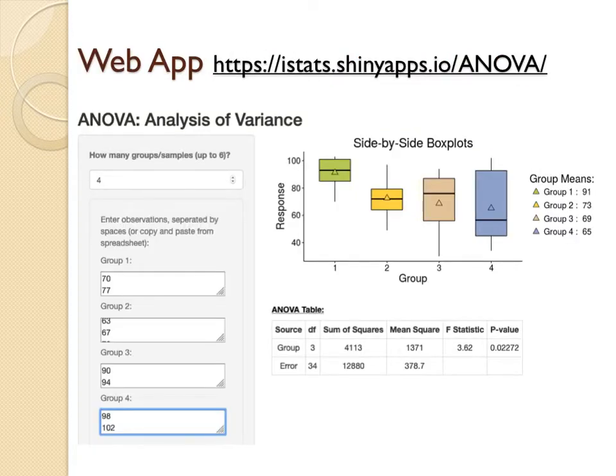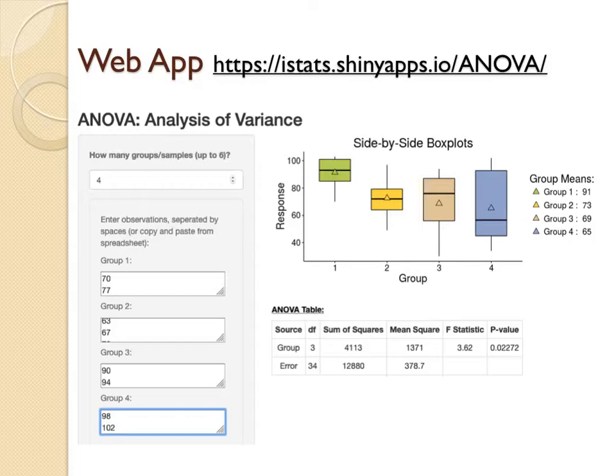So if I put this information into a piece of technology, so I'm using here the web app with the link that's shown on the screen, all I have to do to use this tool is tell it how many groups I'm using. It'll give me boxes for each group, and then I'm just copying and pasting the data from each column of my table into the boxes that are there.